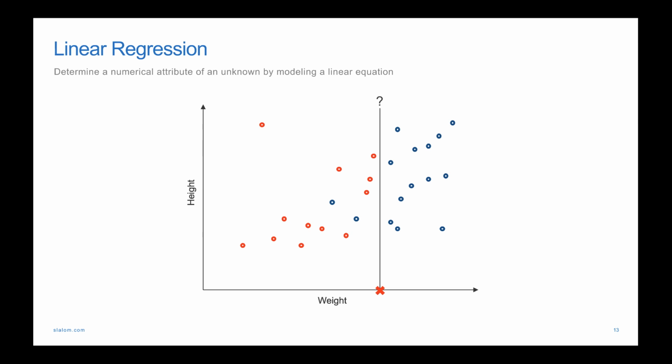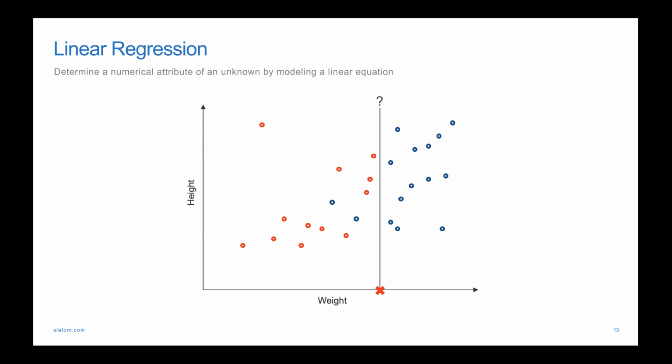Linear regression, many of you might have done this and used it in Excel or something like that. So again, regression in general is trying to determine a numeric attribute of an unknown by modeling a linear equation. As we said before, I give you a bunch of points that are height, weight, and a color. And now I give you a new point, and I've given you the weight and the color, and I ask you, what do you think the height is?